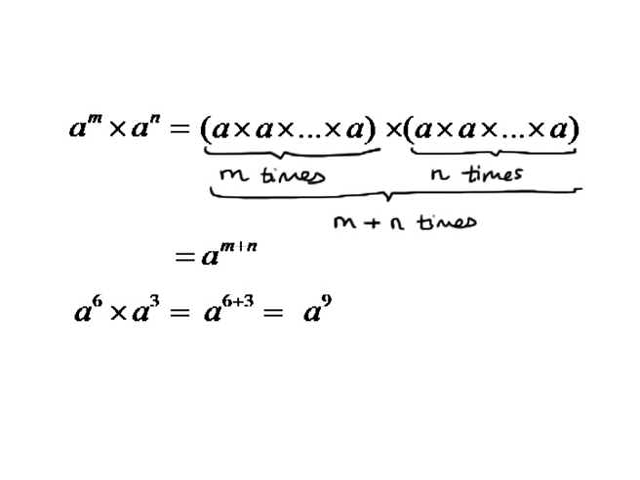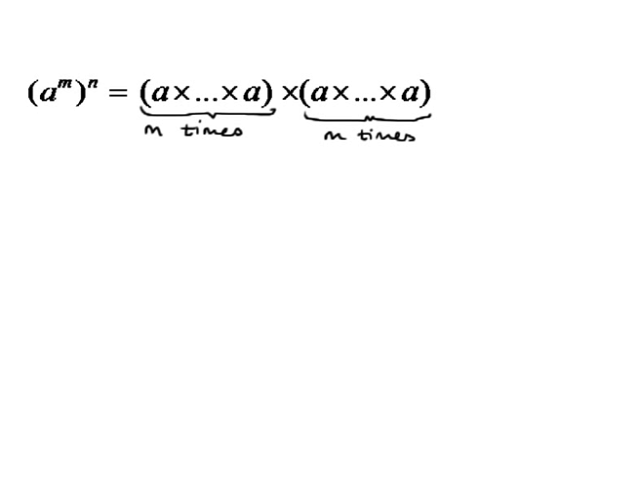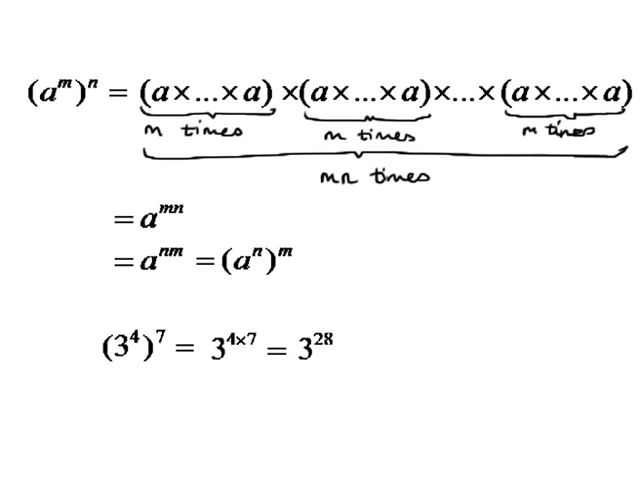So what if we had a to the m all to the power of n? Well, that would be a times a, m times, multiplied by a times a, m times, and so on, and we would have n lots of those a times a, m times. So in total, we'd have a times a, m times n times. And because m times n is the same as n times m, a to the m all to the power of n is also the same as a to the n all to the power of m. So, for example, 3 to the 4 all to the power of 7 would be 3 to the 4 times 7, or 3 to the 28. And we could also write that as 3 to the 7 all to the 4.